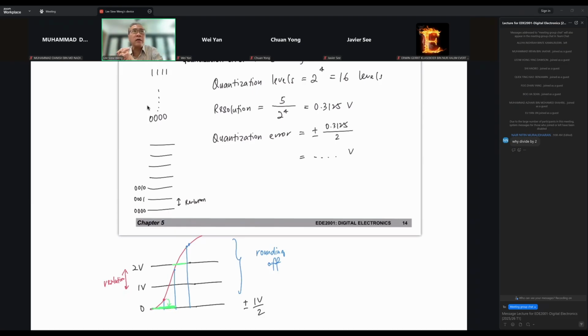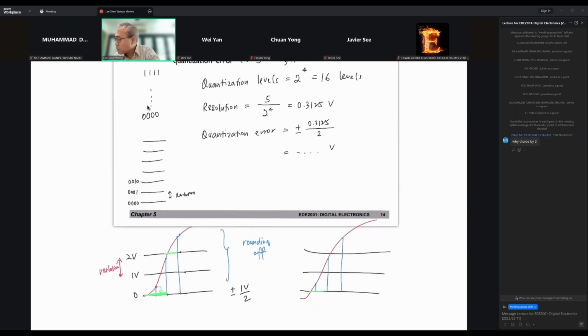Now, whatever circuit that we are using here, we are rounding down, if you still remember from last week. Let's say this is your signal, and I'm sampling here, here, here. Based on what we talked about last week, whatever is sampled here will be rounded down, or we call it truncate. So then what is the error? The maximum quantization error will be 0.3125.